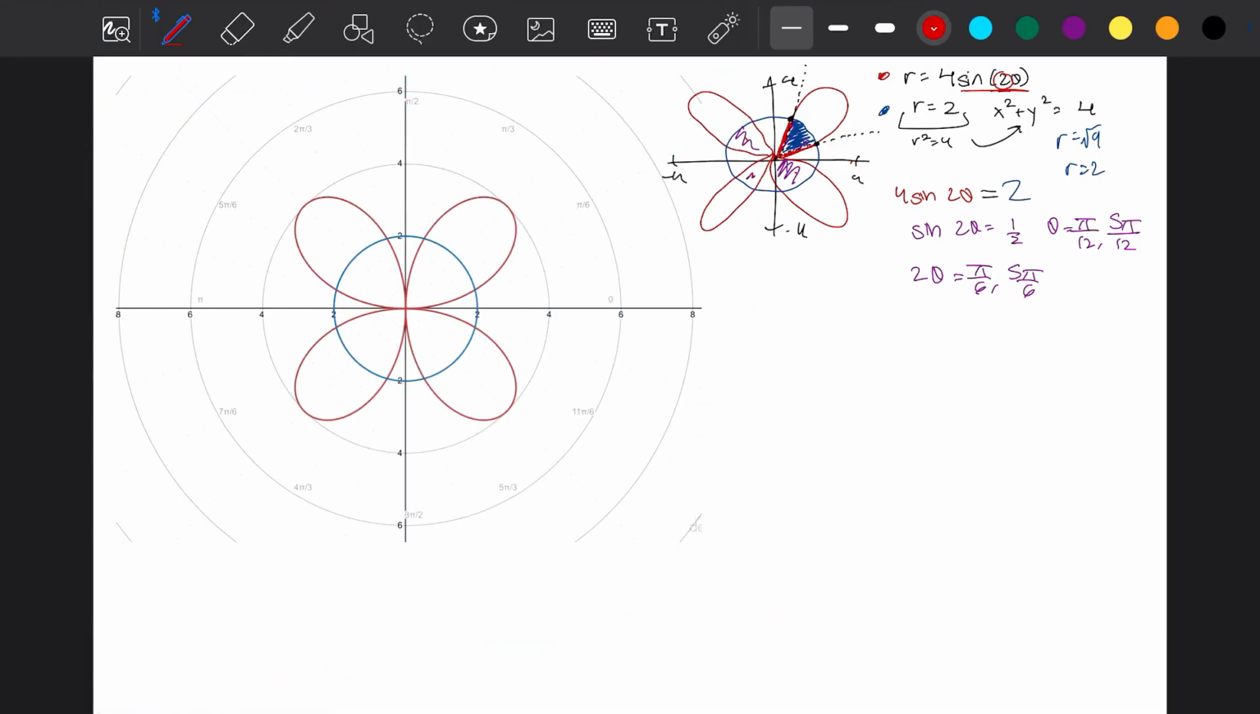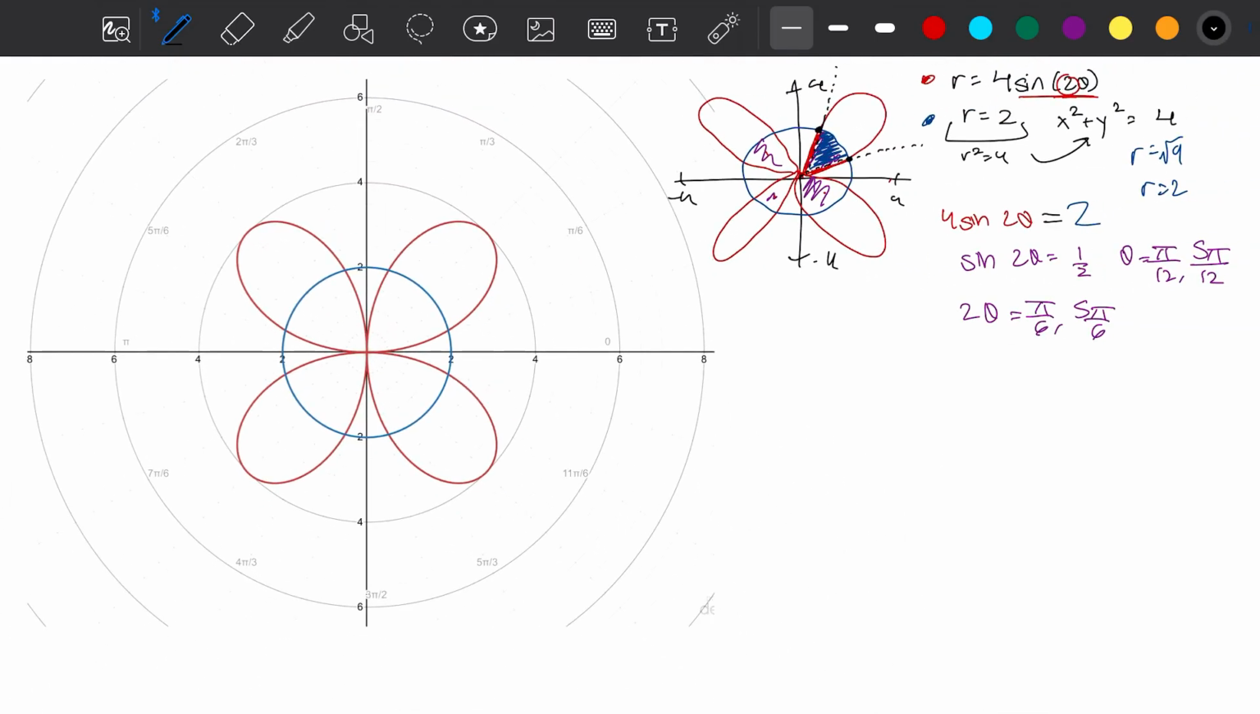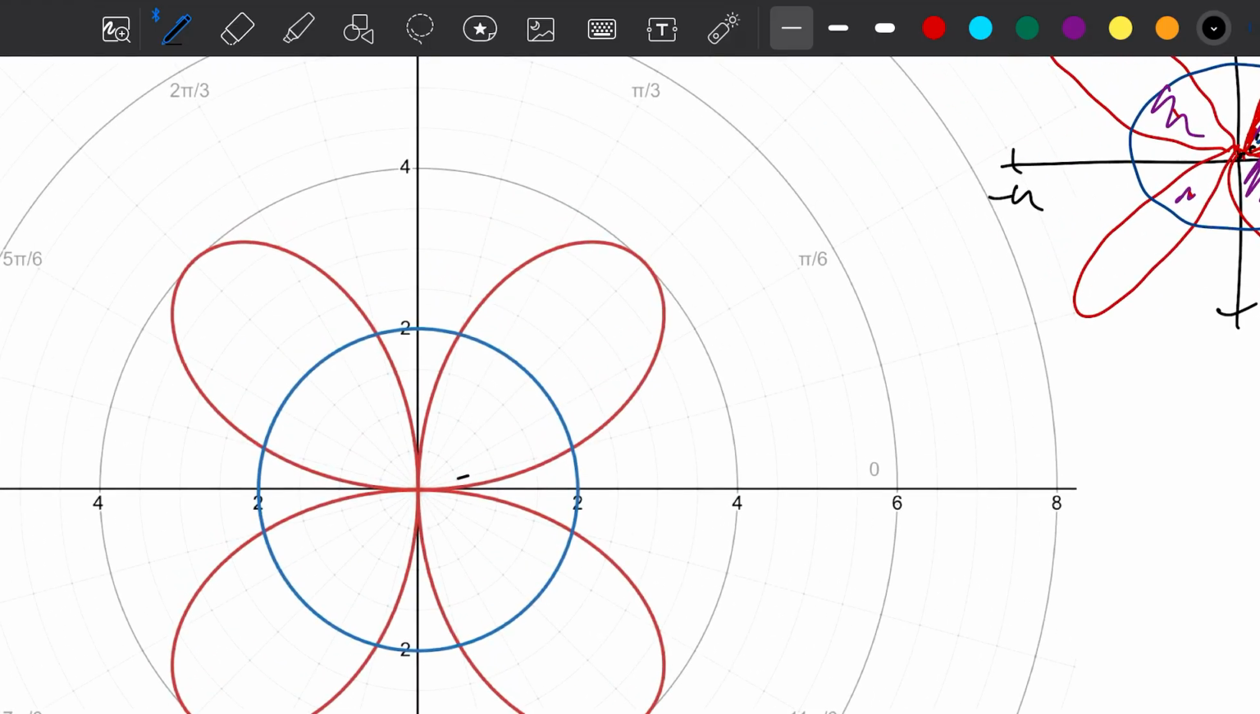Let me move that aside. So this is what we're looking at now. Going back to this, this is our pi over 12 line, if you see. This is our pi over 12 point. That's where they intersect. And that's our 5 pi over 12 point.